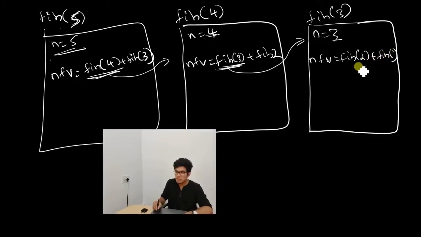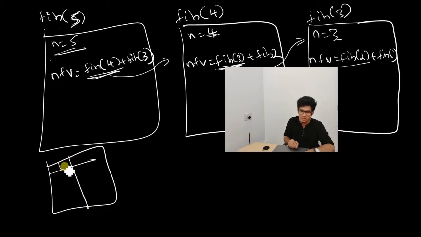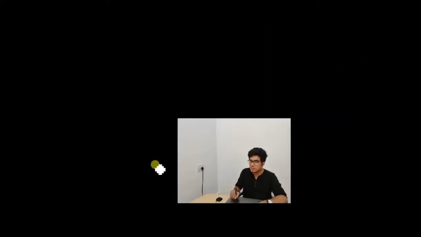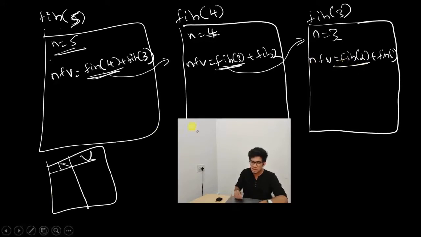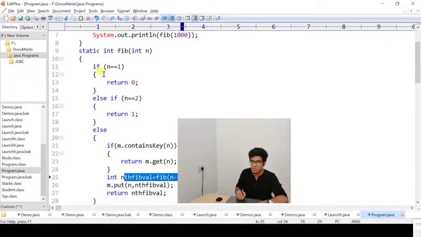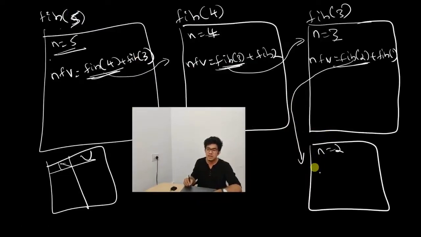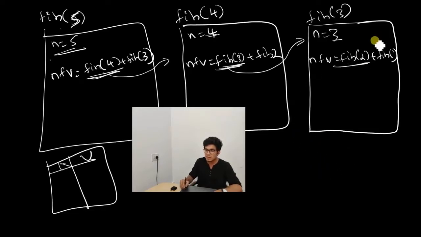Let me write the hash map here, because right now the hash map is empty, key and value both. Now the fib of 2 activation record will open, where the n value is 2. Is n equal to 1? No. Is n equal to 2? Yes. Yes means we are returning 1. So this activation record is erased and the returned 1 will go and sit here.